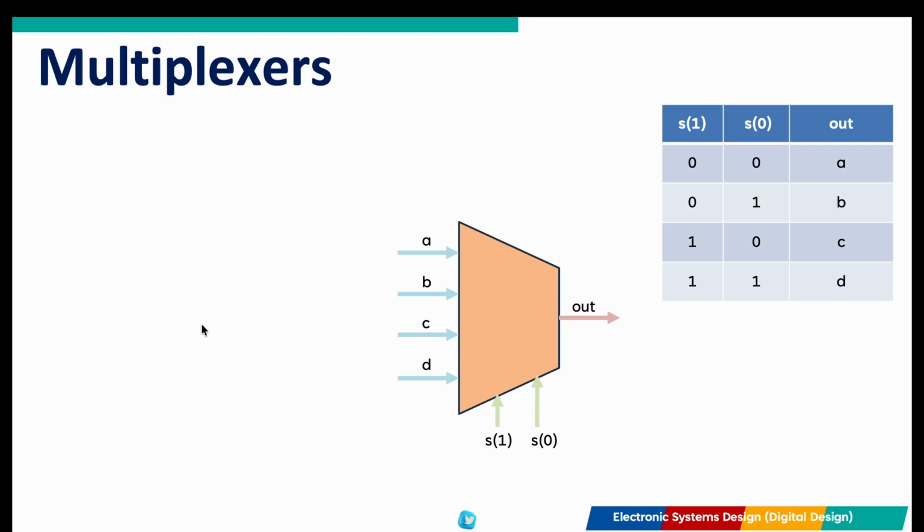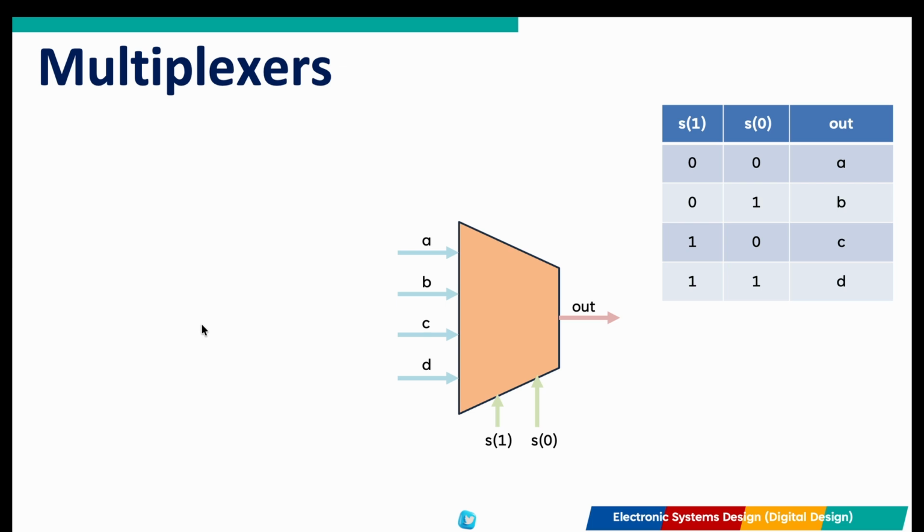We have 4 data inputs labeled as A, B, C, and D, and a single output. But how does a mux know which input to choose? This is the job of these 2 select lines, select 1 and select 0. Since we have 2 to the power of 2 combinations, these 2 bits allow us to choose between 4 inputs.